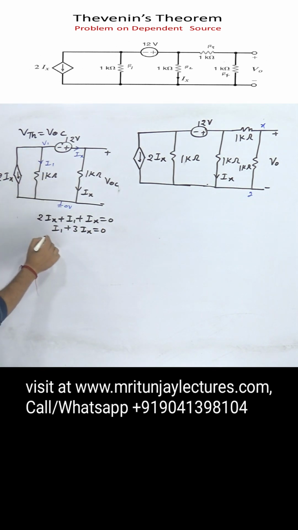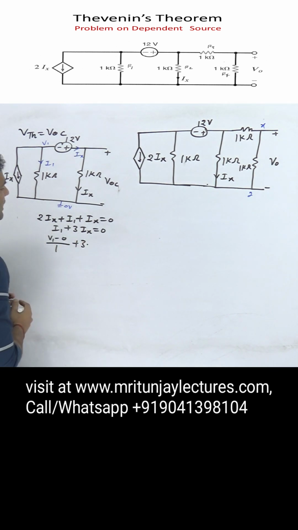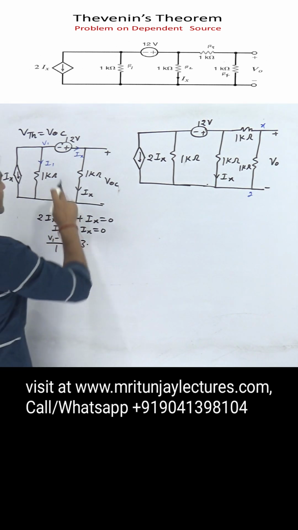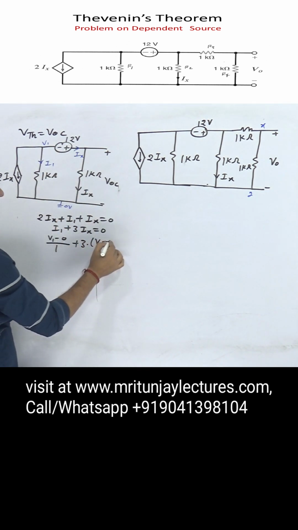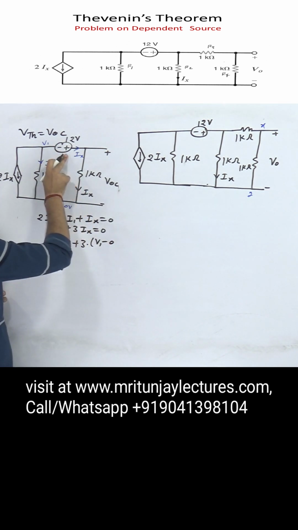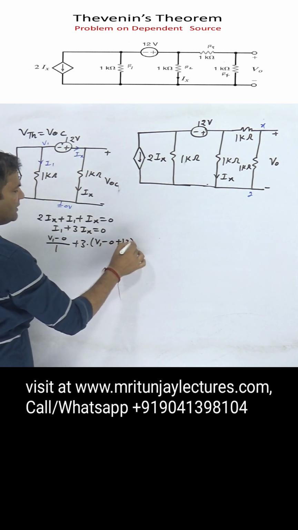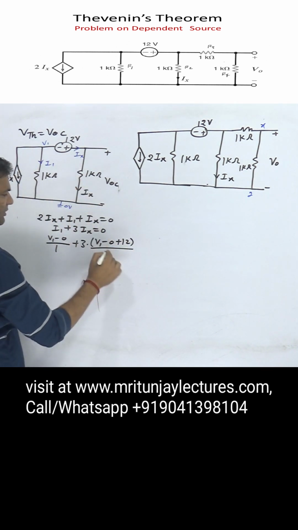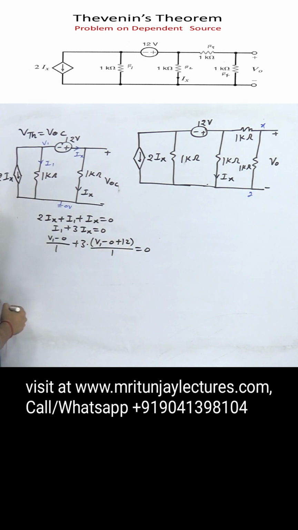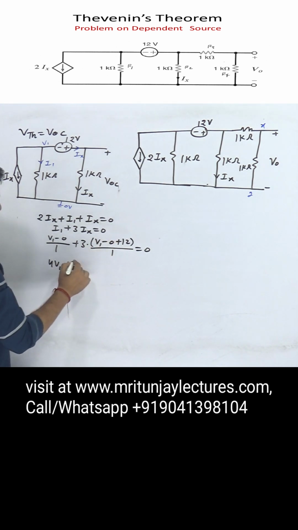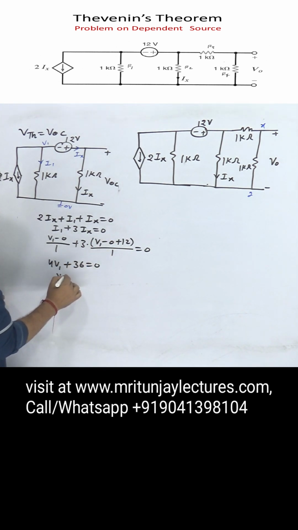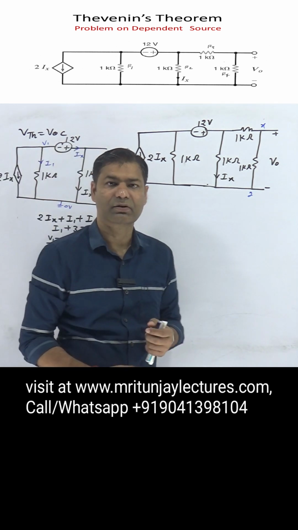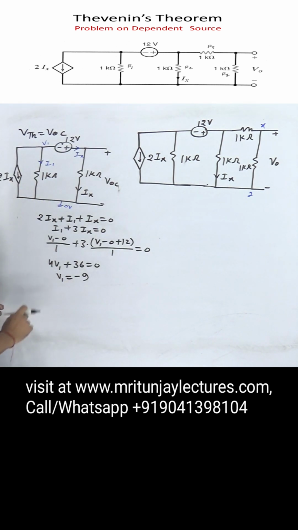I1 is written as V1 minus 0 divided by 1, plus 3 into Ix. Ix is V1 minus 0, current leaves from the positive terminal, so plus 12, divided by 1 kilo ohm, equal to 0. So that is 4V1 plus 36 equal to 0. So V1 is minus 9, since 36 by 4 is 9. Clear or not? V1 is minus 9.